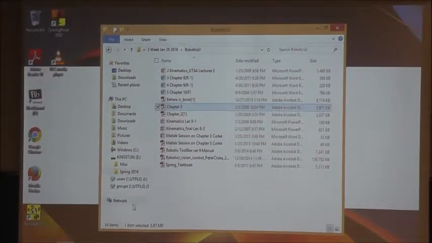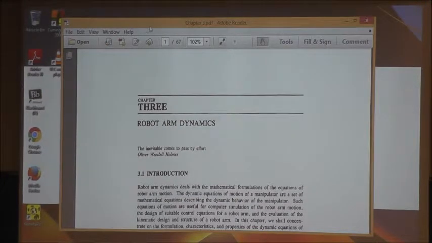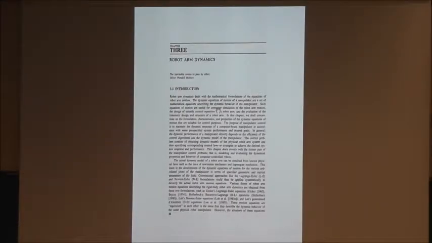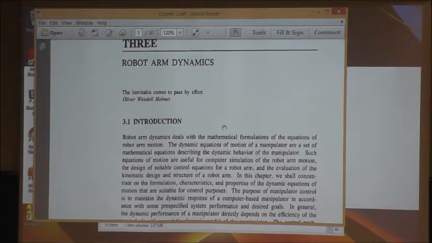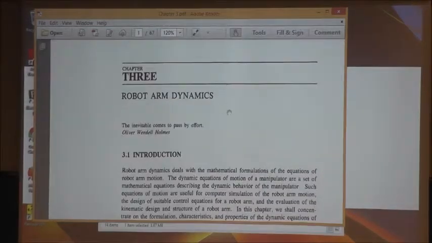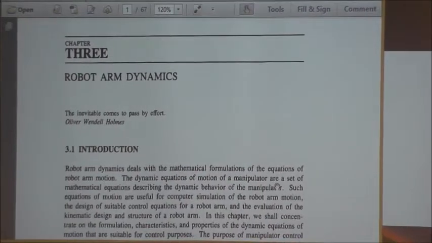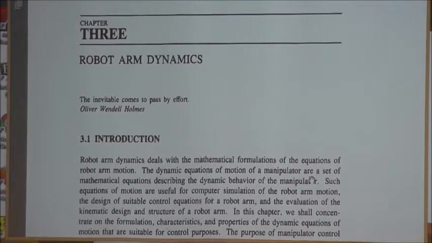Now let me see. I want to go to chapter 3 of the book. As we said before, a robot, in order to move from A to B, needs to have some dynamic model. So far, we have not shown any dynamic representation for the motion of the robot.